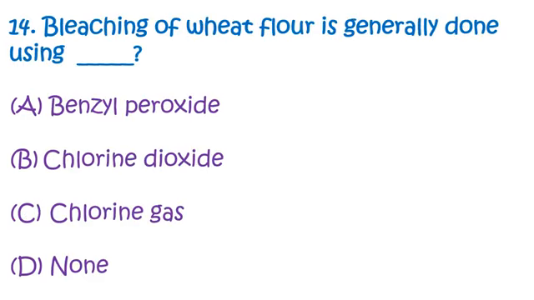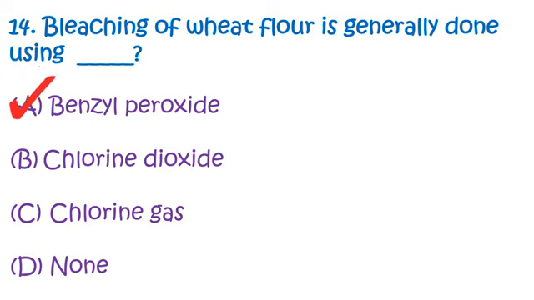Question number 14. Bleaching of wheat flour is generally done using dash. Options are option A, benzoyl peroxide; option B, chlorine dioxide; option C, chlorine gas; and option D, none. And the correct answer is option A, benzoyl peroxide.